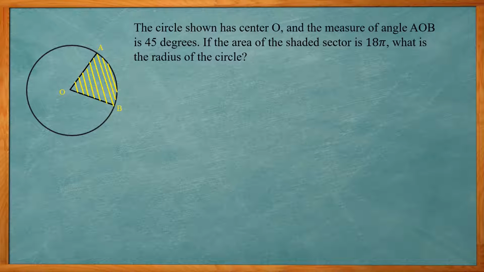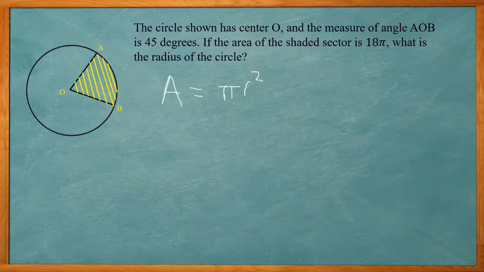This one reads, the circle shown at center O and the measure of angle AOB is 45 degrees. If the area of the shaded sector is 18 pi, what is the radius of the circle? So for this problem, you need to know the formula for the area of a circle. And that's A equals pi r squared. So pi r squared, r is the radius.